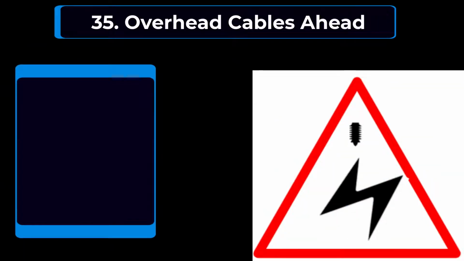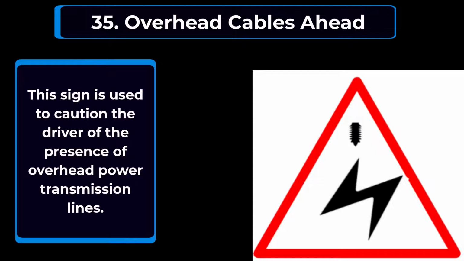35. Overhead cables ahead. This sign is used to caution the driver of the presence of overhead power transmission lines.